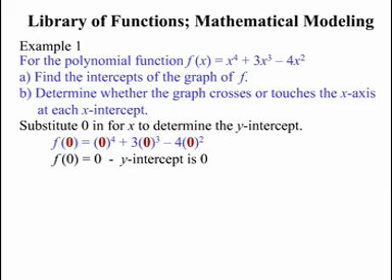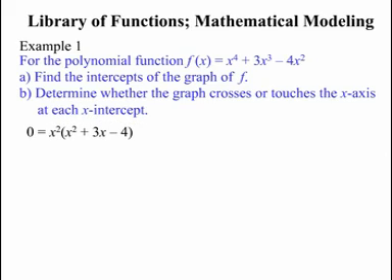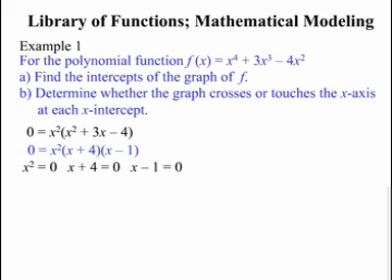To determine the x-intercepts, we want to set the function equal to 0, factor, and solve. So 0 will equal x squared times x squared plus 3x subtract 4. Factor a little further, we get 0 equals x squared times x plus 4 times x subtract 1. Set each factor equal to 0 and solve. So you're going to get 0, negative 4, and 1.